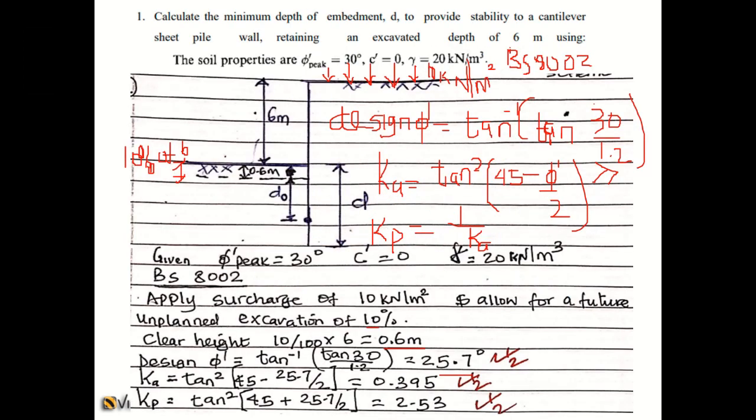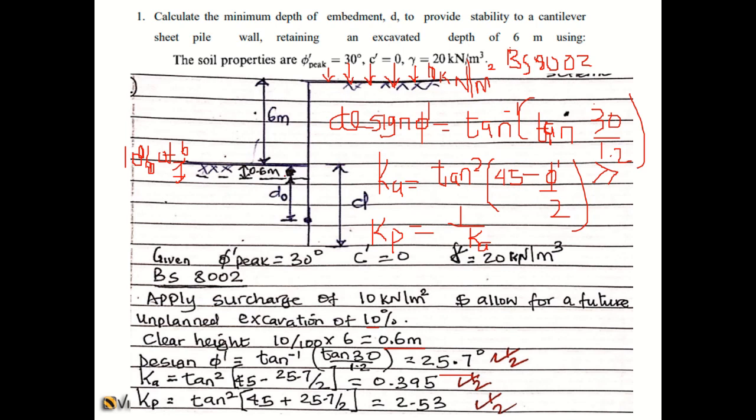Some questions for revision. The first question is: calculate the minimum depth of embedment D to provide stability to a cantilever sheet pile while retaining an excavated depth of 6 meters, using the properties shown. So phi peak is 30 degrees, c naught is 0, and gamma is 20.